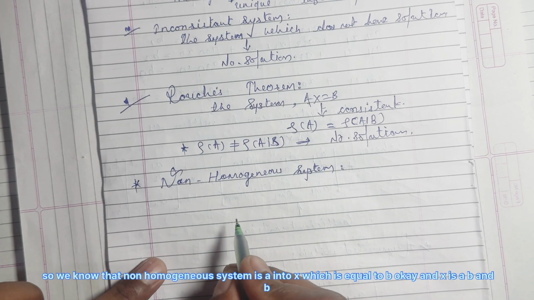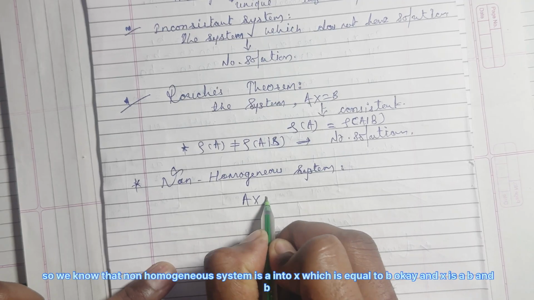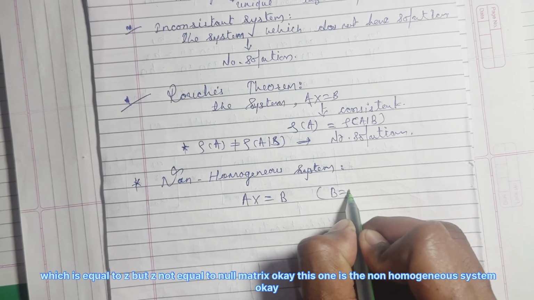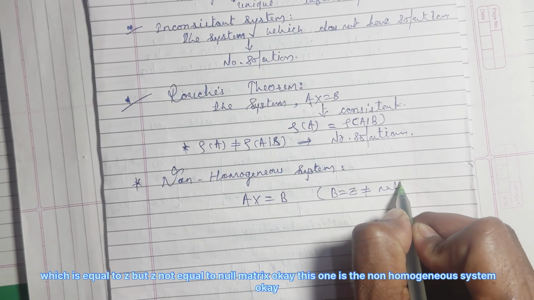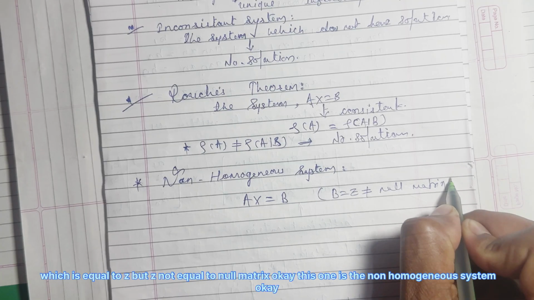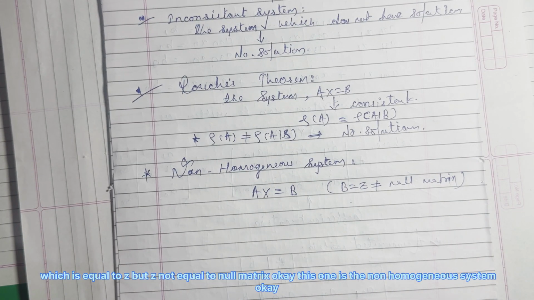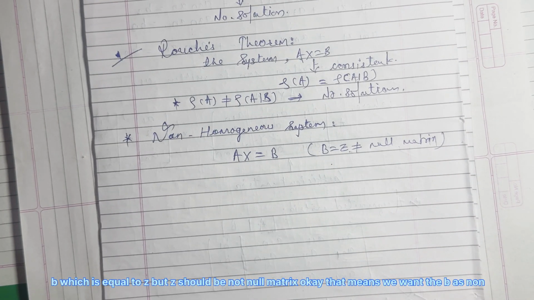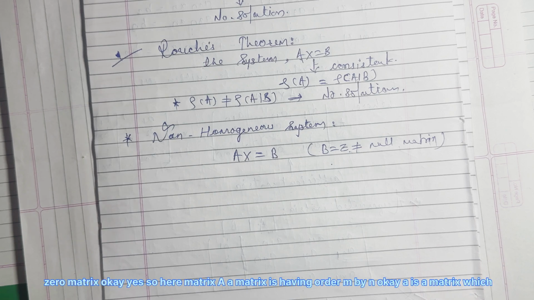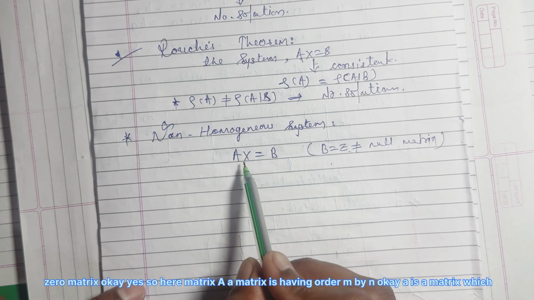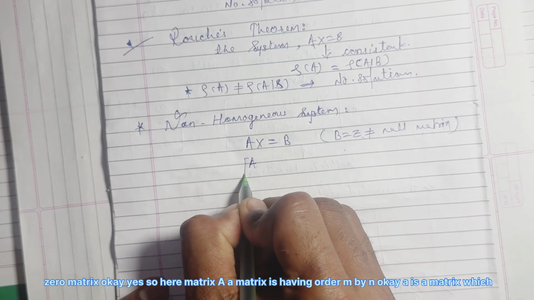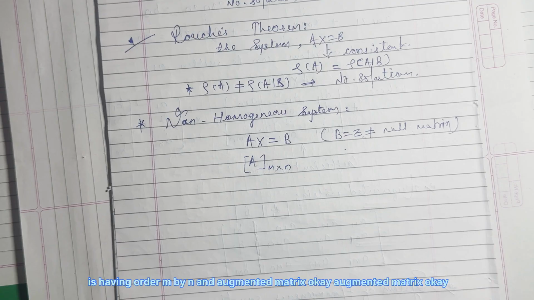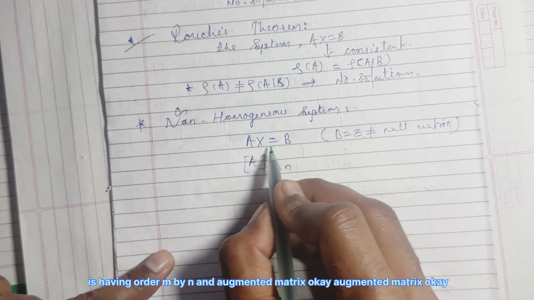We know that the non-homogeneous system is A into x equal to B, where B is equal to Z, but Z is not the null matrix. This one is the non-homogeneous system. B should not be a null matrix, that means we want B as a non-zero matrix. Here matrix A has order m by n.